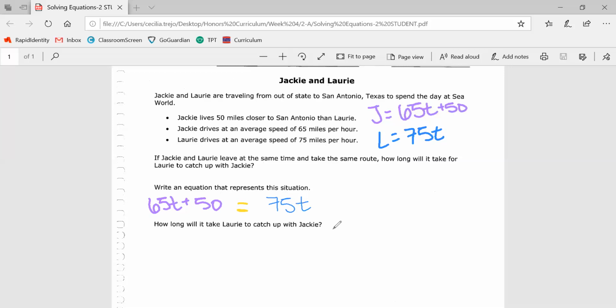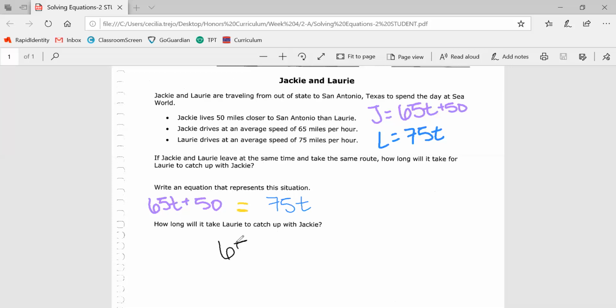Okay, so now this is the expression. That's it. We went from a whole bunch of information that they gave us, and now we wrote it down mathematically as an equation. Remember, that was the first step. And now we're gonna figure out how long it takes Lori to catch up with Jackie, right? Because Lori is 50 miles farther away from Miss Jackie. So now that we have our equation, we can start solving for the variable, for the unknown.